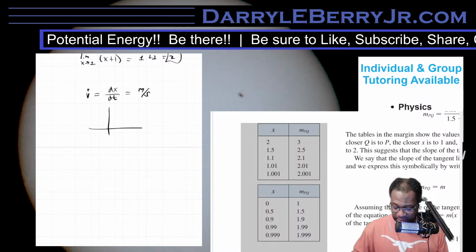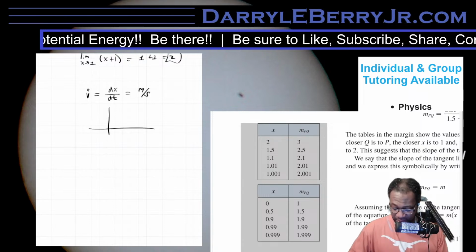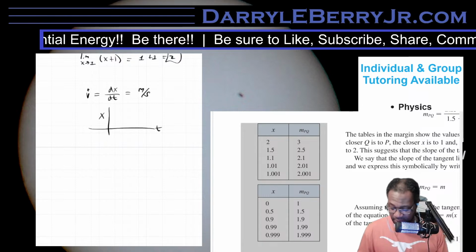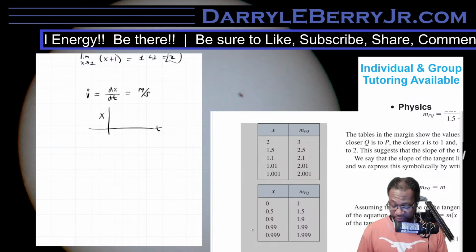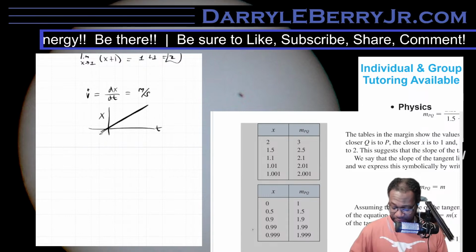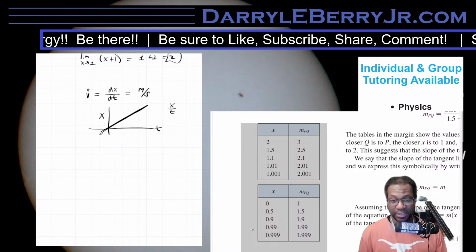So basically what we're saying is we have a graph and we have, let's say, x here and t here. We want to get the slope of that, rise over run, for instance. So you can say the slope of this line will be the velocity, because we have rise over run, or a change in x over change in t.